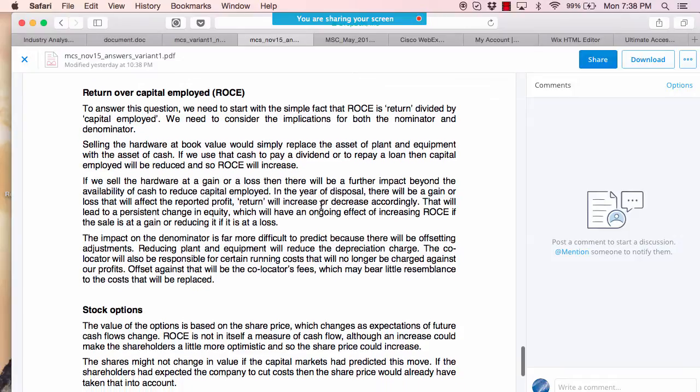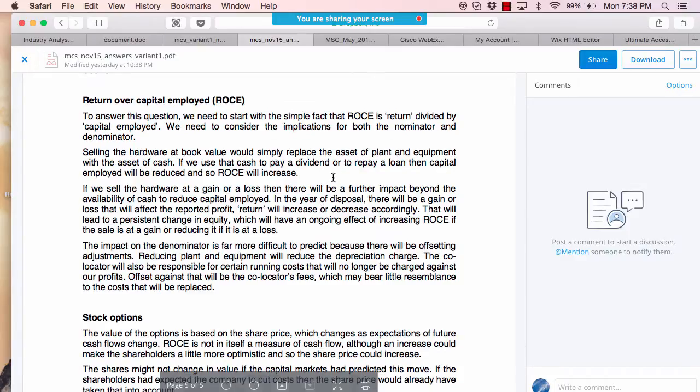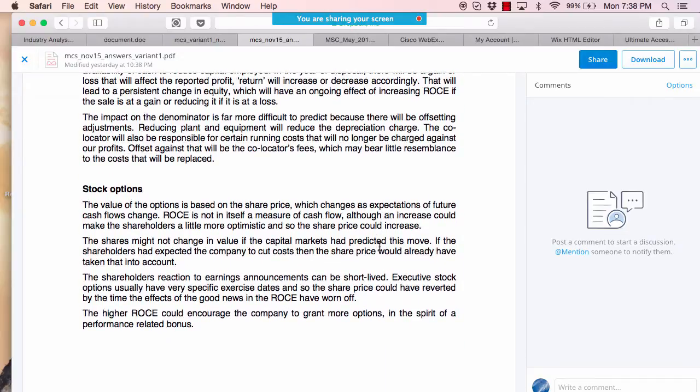Now, they're talking about the ROCE here in the first part. Then they talk about the stock option. So the value of options is based on the share price, which changes as expectations of the future cash flows change. ROCE is not in itself a measure of cash flow. Although the increase could make the shareholders a little more optimistic, and so the share price could increase. Right? The shares might not change in value if the capital markets predicted this move. So then they're talking about the share price and the ROCE as well. The higher ROCE could encourage the company to grant more options in spirit of a performance-related bonus.